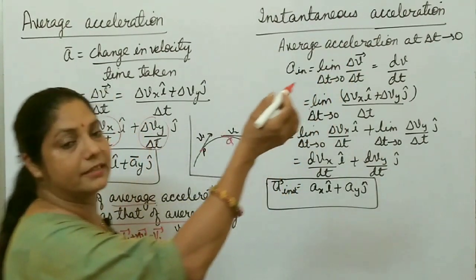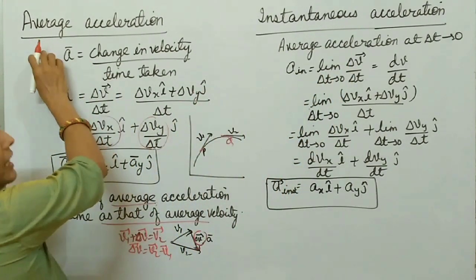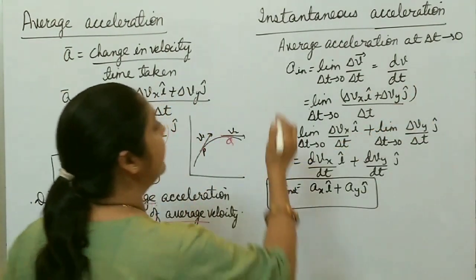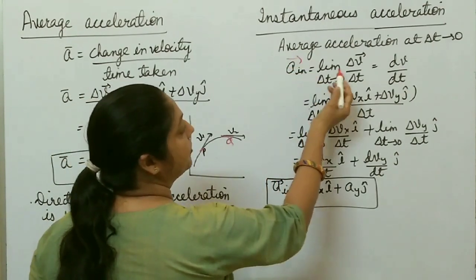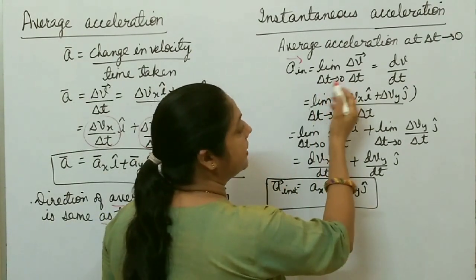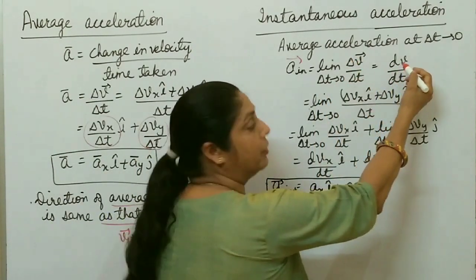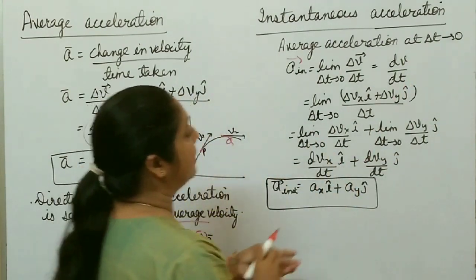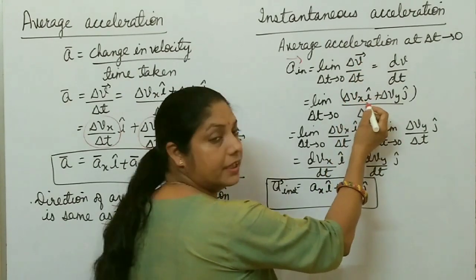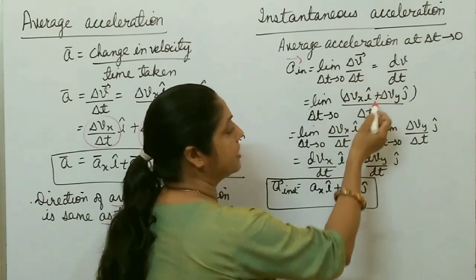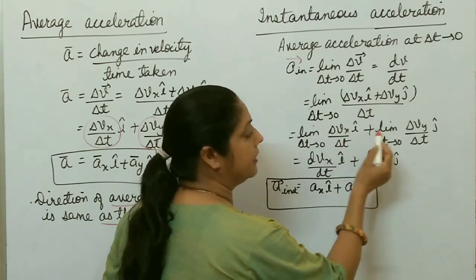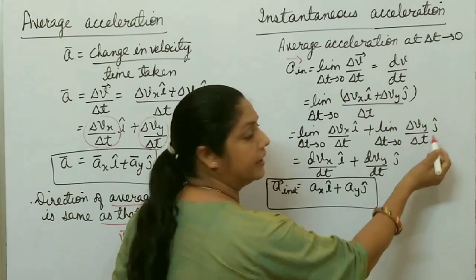Then instantaneous acceleration. It is nothing but average acceleration when time is very small, when delta t tends to 0. So you can write average acceleration equal to limit delta t tends to 0 delta v by delta t, and you can write limit delta t tends to 0, delta is replaced by small d, dv by dt. So you can write in rectangular components as limit delta t tends to 0, delta v is what? Delta vx i plus delta vy j by delta t. You separate these two components, limit delta t tends to 0 delta vx by delta t i plus limit delta t tends to 0 delta vy by delta t j.